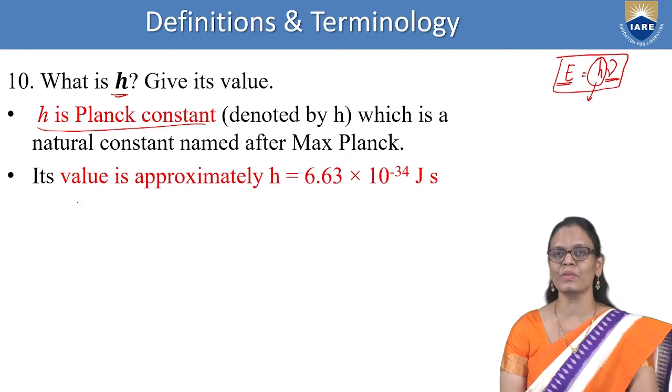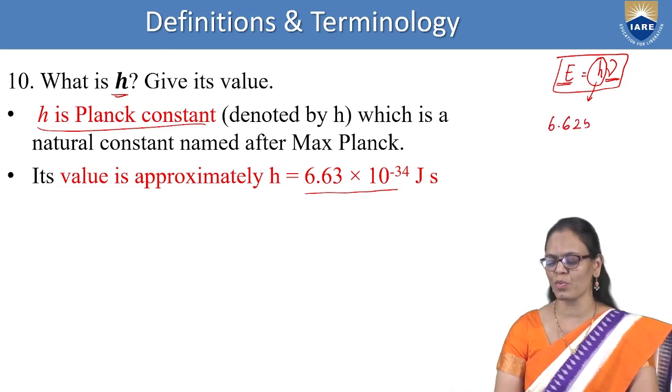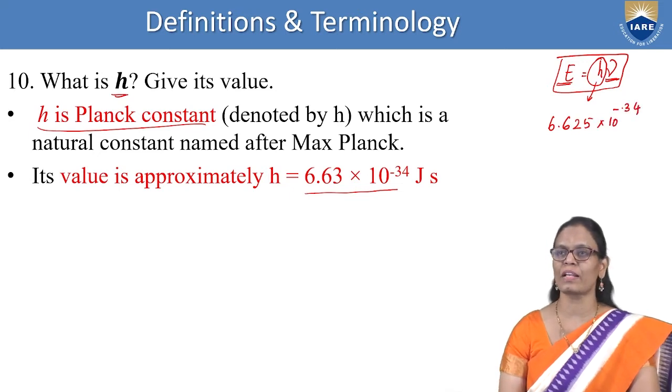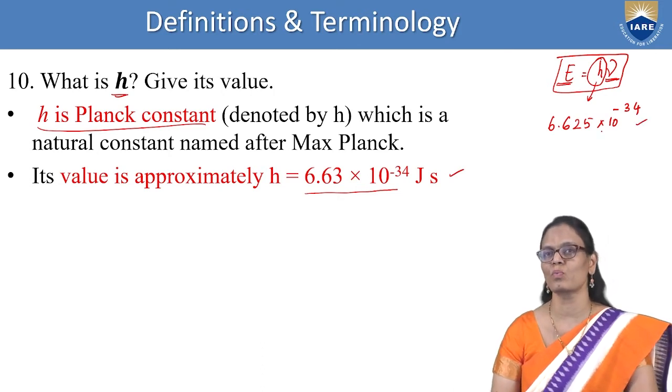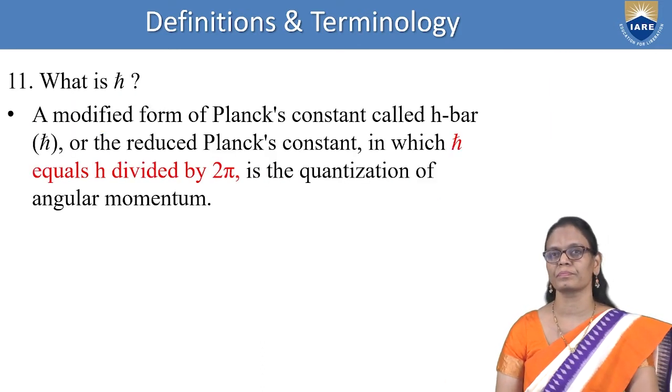And what is its value? Its value is 6.63 into 10 power minus 34. It is approximated. In some books, it will be given as 6.625 into 10 power minus 34, or whatever value you can use. Both are correct. They are approximated values.